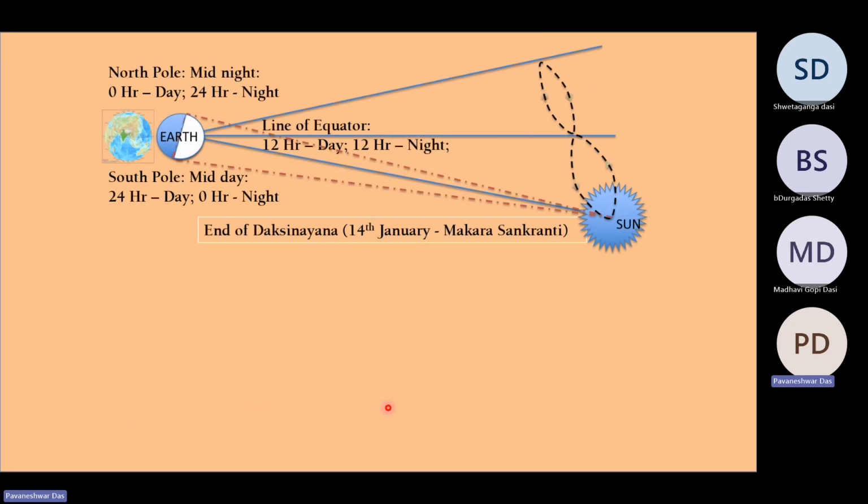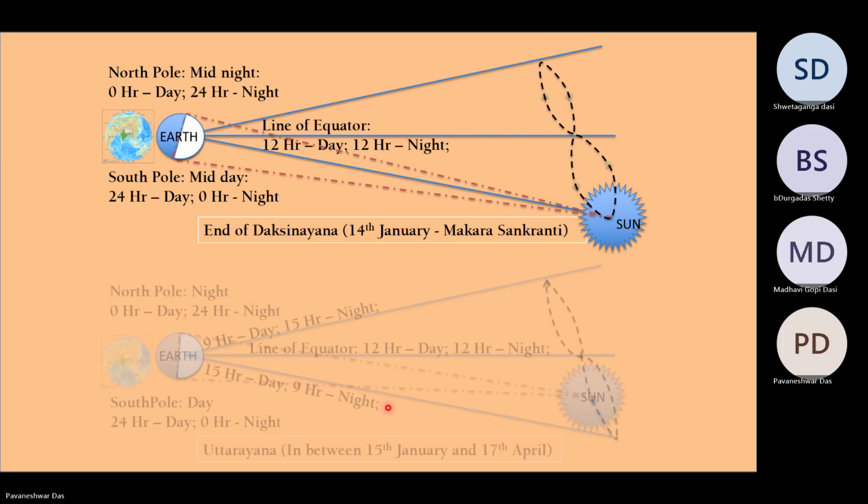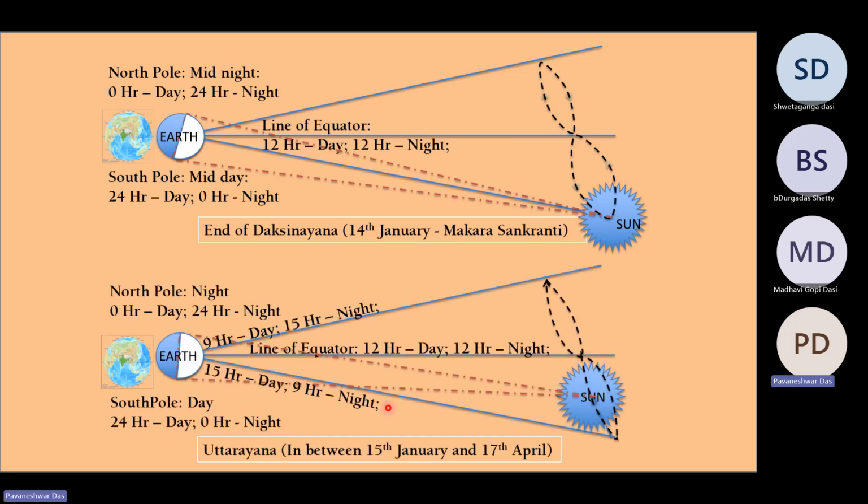So this is how over a period of 1 year we see 3 points: North Pole, South Pole, and line of equator. Line of equator always 12 hours day, 12 hours night. North Pole 6 months daytime, 6 months nighttime. South Pole 6 months day, 6 months nighttime. So for any given day, when the sun is here, here 24 hours day, here 12 hours day, here 0 hours day. We know 3 points. In between points, you can extrapolate.